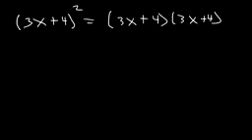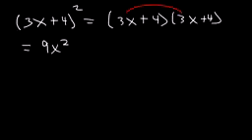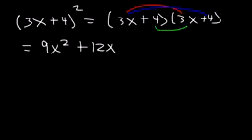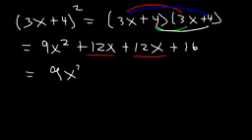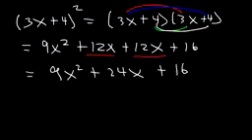But in this example, we do need to FOIL. 3x times 3x is 9x squared. 3x times 4, that's 12x. And then we have 4 times 3x, which is 12x. And finally, 4 times 4, that's 16. Now let's combine the two middle terms. 12 plus 12 is 24. So this is the final answer.